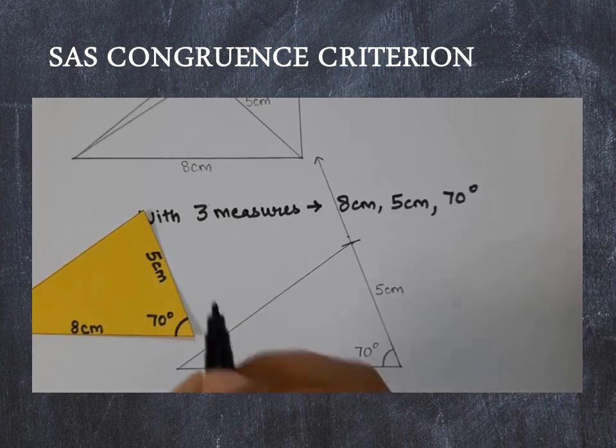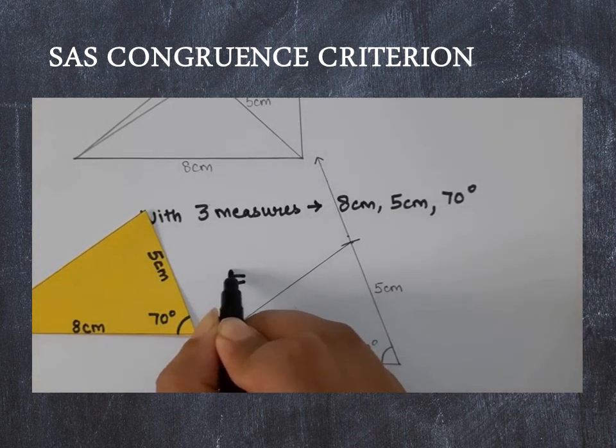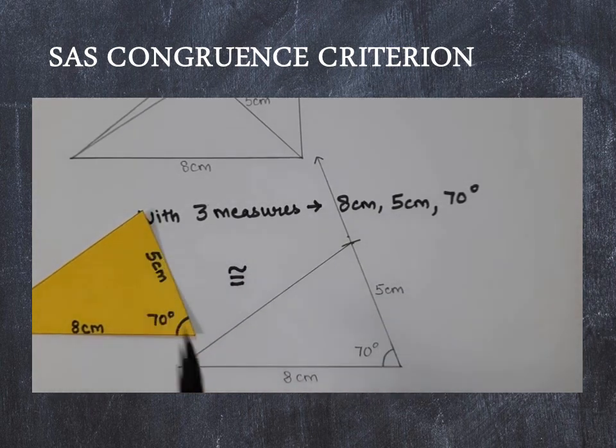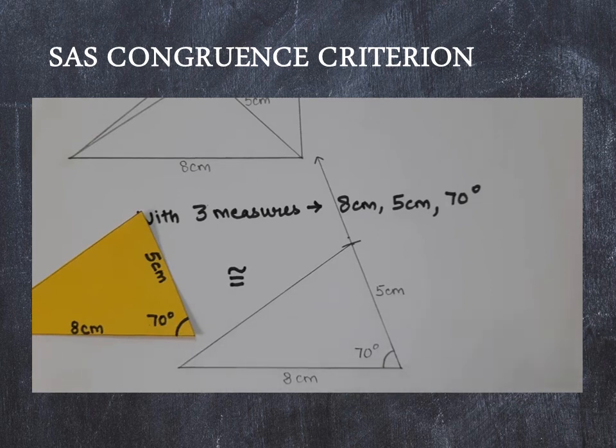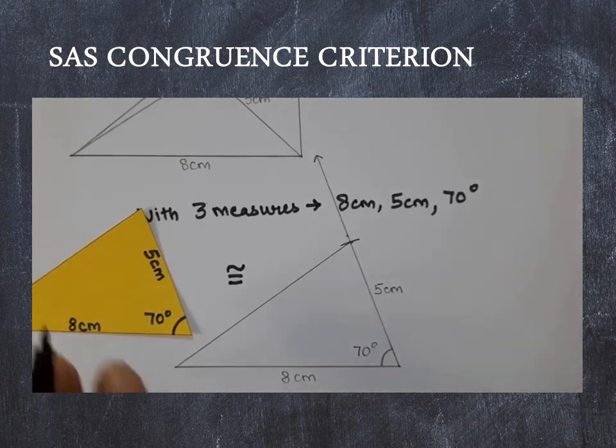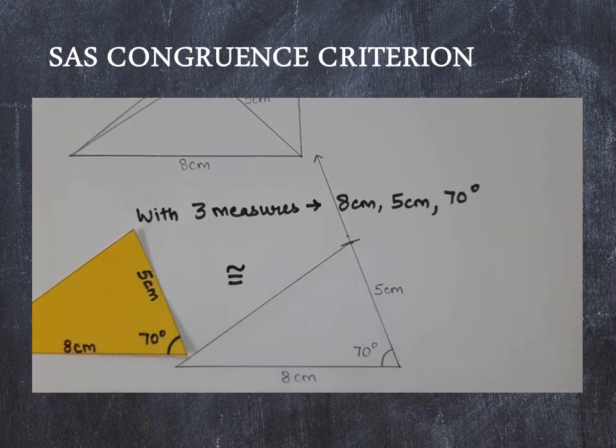And why was it possible? Because we could observe the two sides were equal to the corresponding two sides of this triangle, and the included angle was also equal. So if under a given correspondence we see that the two sides and the included angle of one triangle are equal to the corresponding two sides and the included angle of the other triangle, then the two triangles are congruent. So this becomes the sufficient condition to say that the two triangles are congruent.